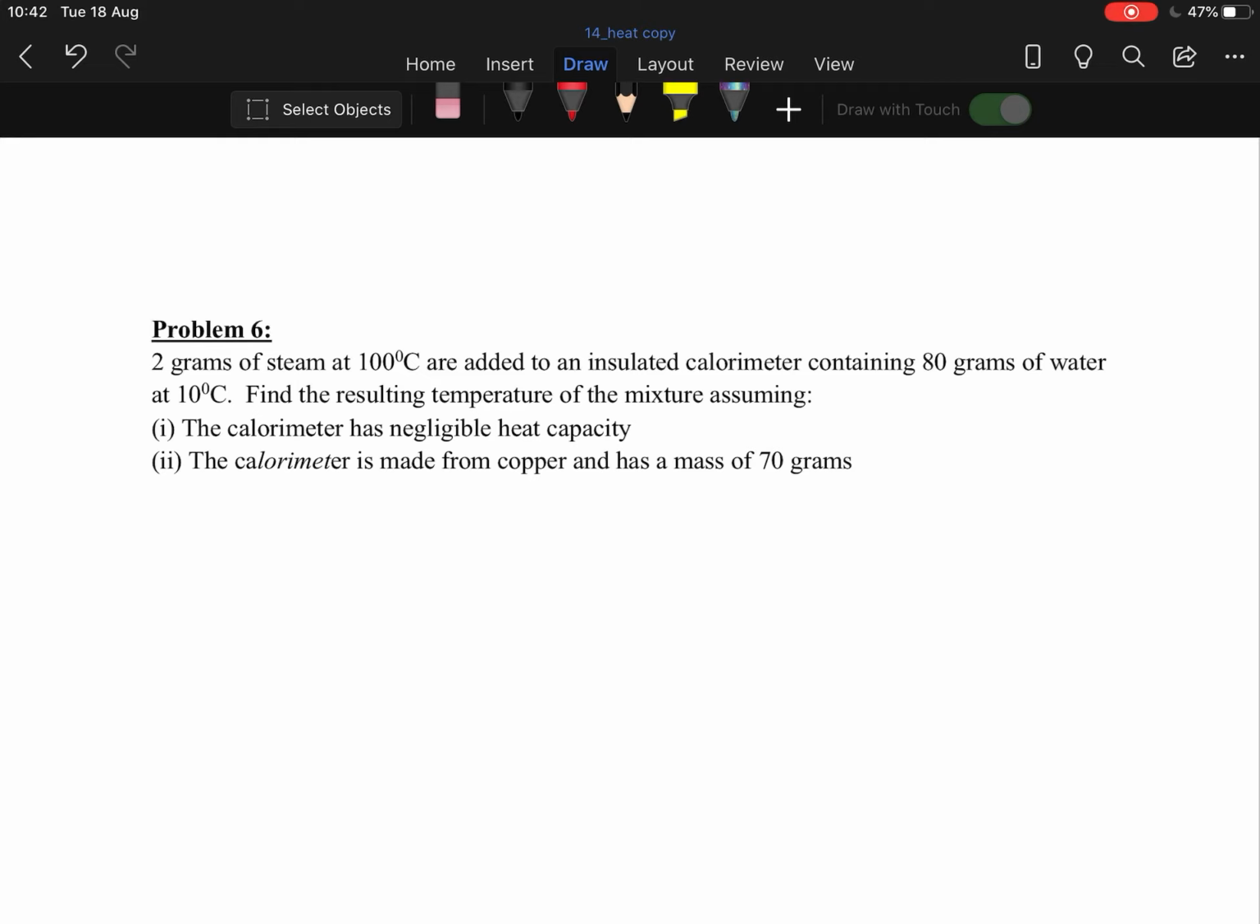2 grams of steam at 100 degrees Celsius are added to an insulated calorimeter containing 80 grams of water at 10 degrees Celsius. This is very similar to your experiment actually. Find the resulting temperature of the mixture, assuming the calorimeter has negligible heat capacity. In other words, no heat is given out. The calorimeter is made from copper and has a mass of 70. So for the first one, we're going to assume that the calorimeter plays no part. And in the second one, it does. Of course it would, but that's what they're doing.